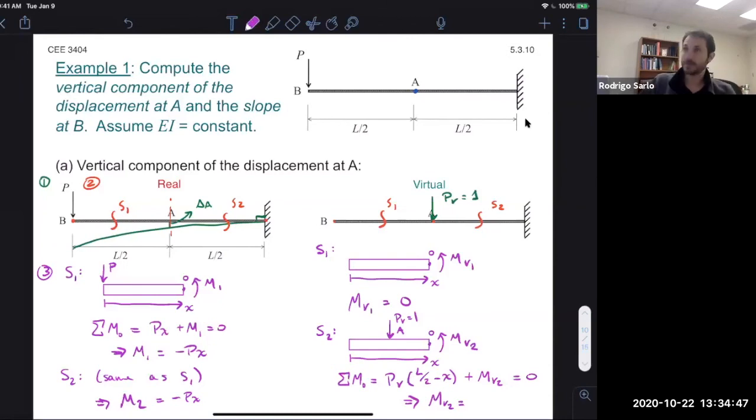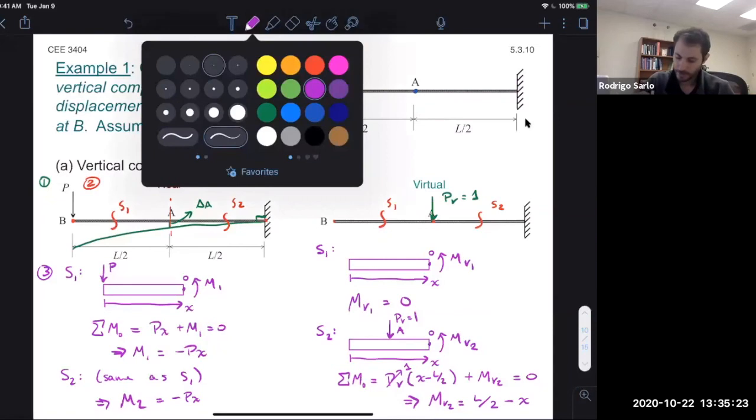Sorry, flip that, didn't I? It should be X minus L over 2. And then here I get L minus L over 2 minus X, okay? Because that PV is equal to 1. All right, so those are my moment solutions. Any questions there? We're almost done. So that's my step 3.